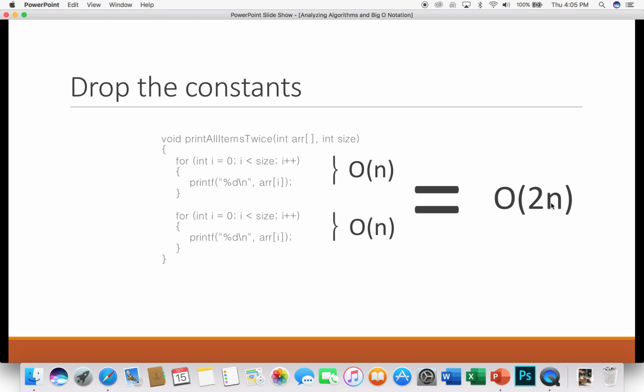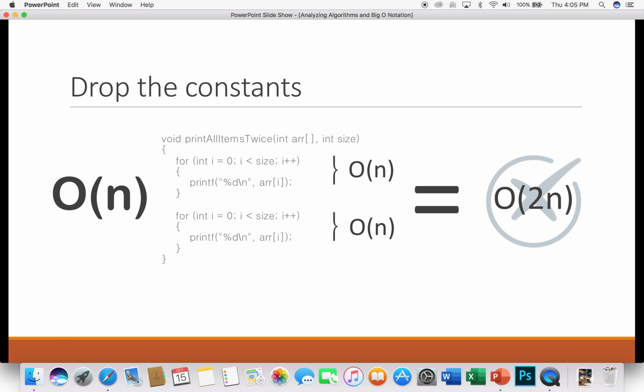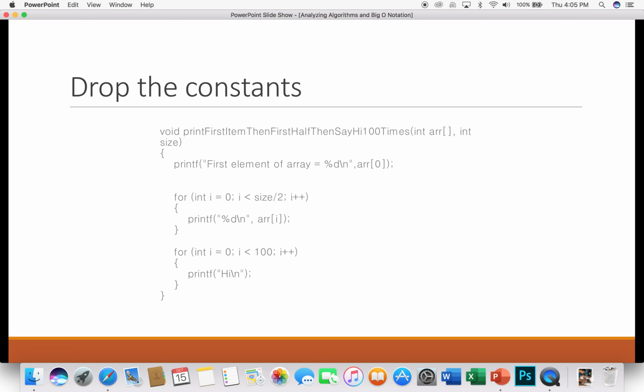But in big O notation, we drop the constant. We can call this O of n only. Another example, ito. In this algorithm, ipi-print mo yung first item, then yung kalahati ng item, and then magsasabi ka ng hi ng 100 beses.